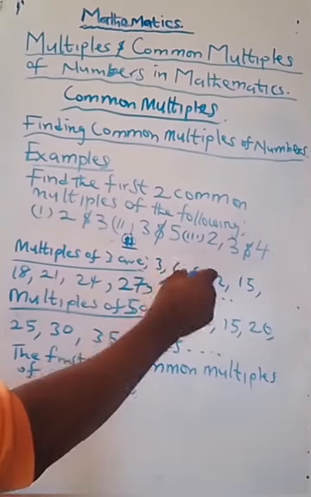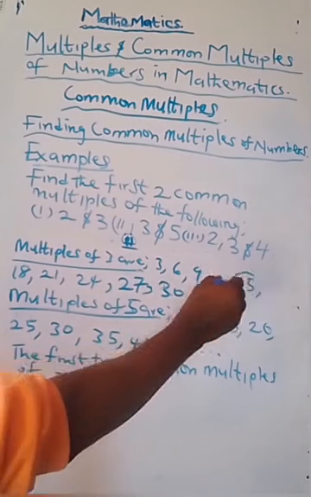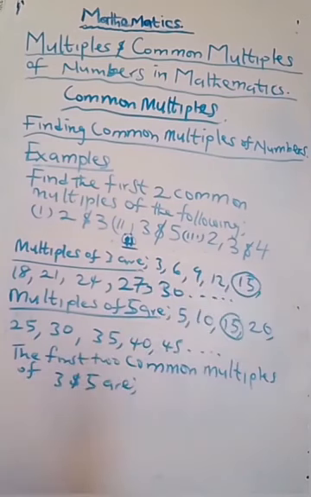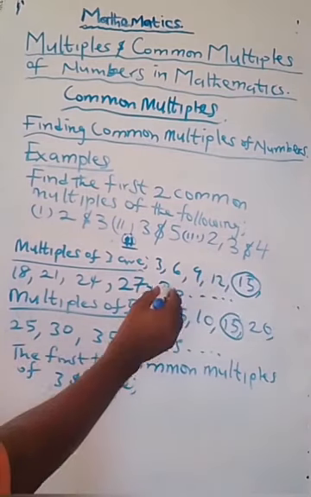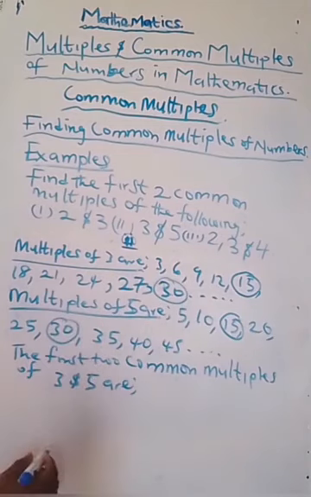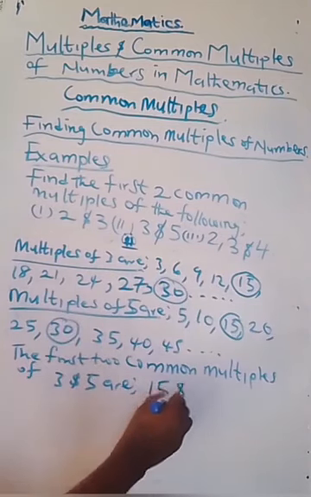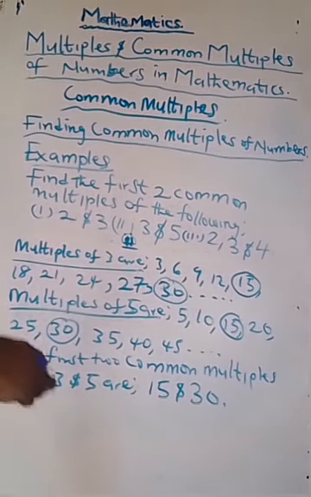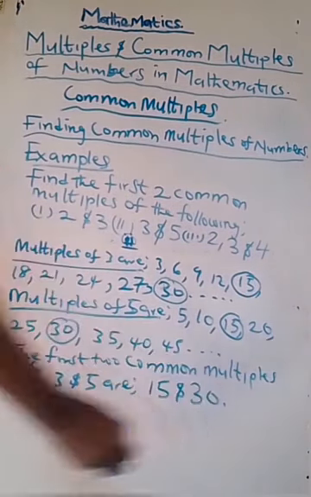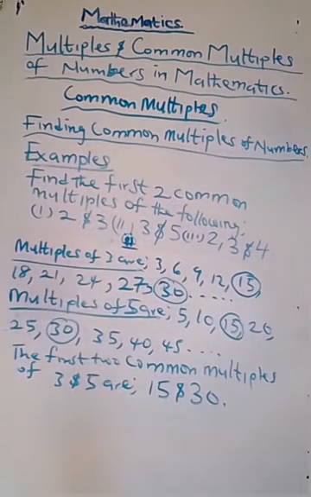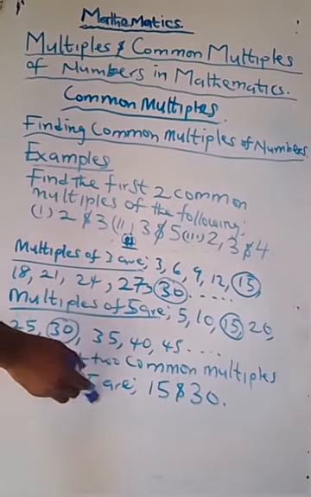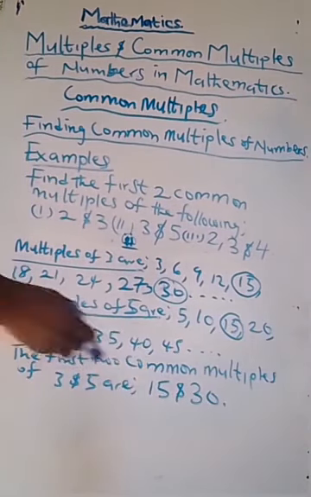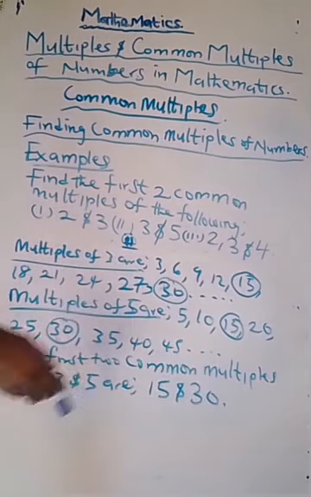No 5, no 3 here. The first one we see is 15 here, we see 15 here, right? Then we see 30 here, we see 30 here. 15 and 30. And if you look at it closely, you see that 3 can divide 15, can also divide 30. So 15 and 30 are multiples of 3. 5 can also divide 15, can also divide 30. So 15 and 30 are multiples of 5.